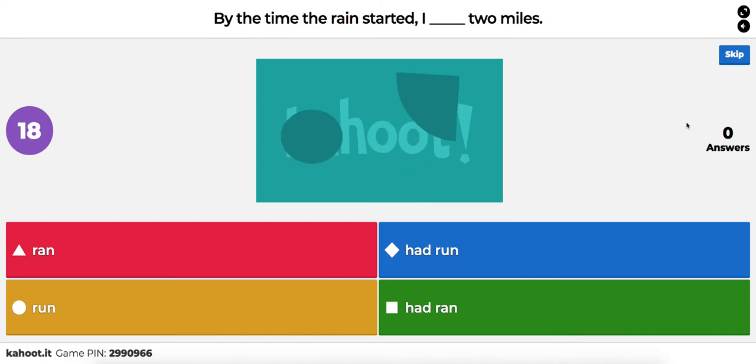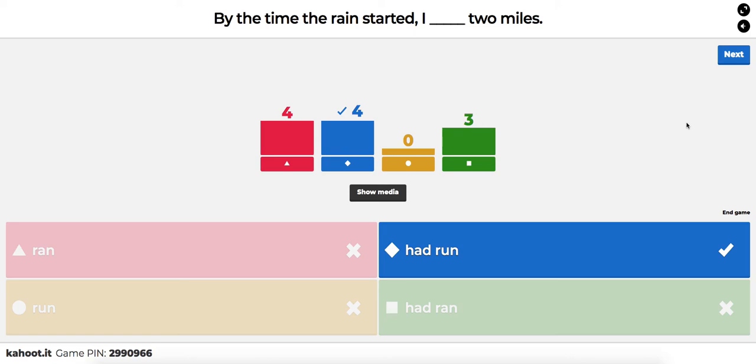You already did this one, so you can fall again. What happened here? You had already done it just with walk. Solo cambió el walk por el run. So by the time the rain started, I had run 2 miles.